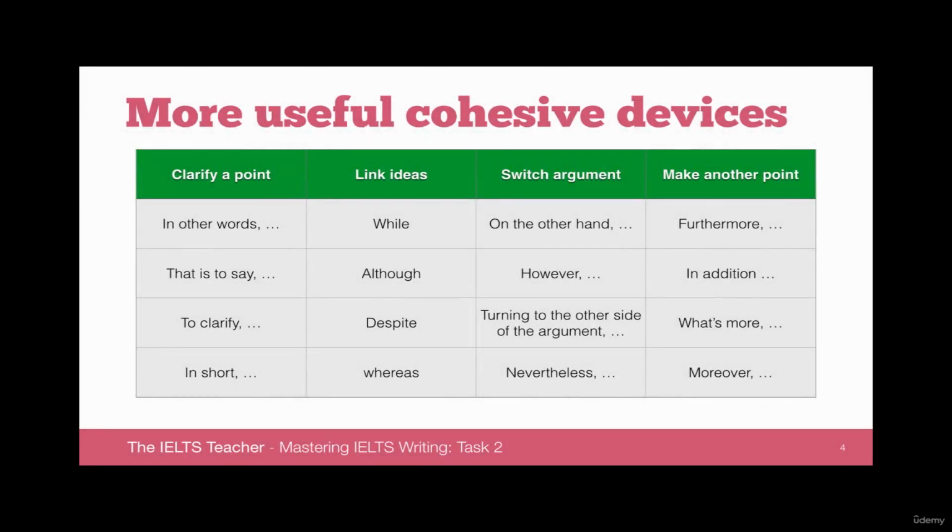And on this next slide, we have even more useful cohesive devices for different purposes. Here we've got clarifying a point, linking ideas, switching arguments, and making another point. Okay, so lots of different cohesive devices that you can use to improve that flow in your essay. Again, pause the video, take a screenshot, print it out, and try experimenting with these cohesive devices to see if you can improve that flow in your essay. Perhaps you've been struggling to achieve flow in your essay. This is how you would remedy that.